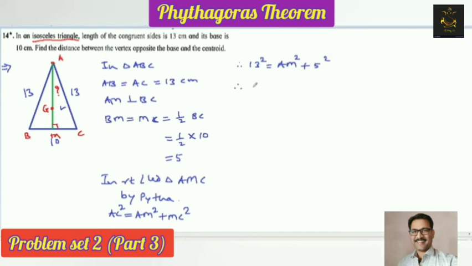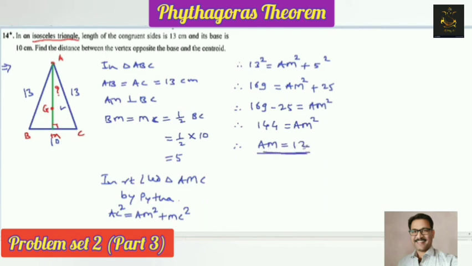So what is the square of 13? That is 169, which is AM square plus 25. That 25 transfer to this side, minus 25. So here it is AM square. So this is 144, which is AM square. Therefore after taking square root on both sides, AM is equal to 12.